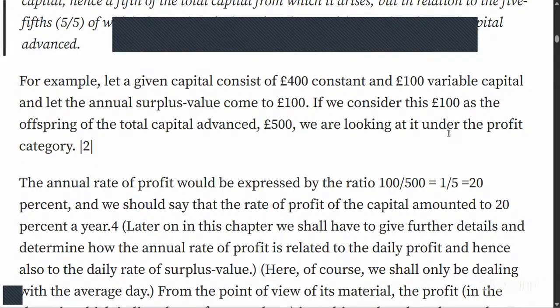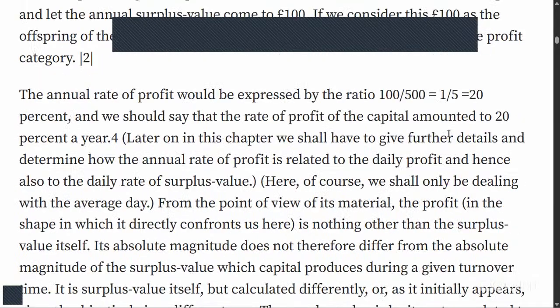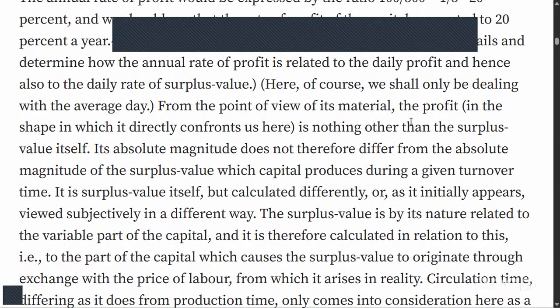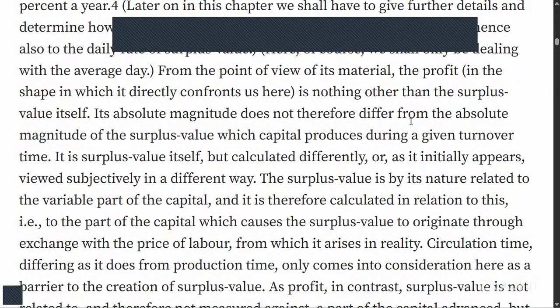From the point of view of its material, the profit in the shape in which it directly confronts us here is nothing other than the surplus value itself. Its absolute magnitude does not, therefore, differ from the absolute magnitude of the surplus value which capital produces during a given turnover time. It is surplus value itself, but calculated differently, or as it initially appears, viewed subjectively in a different way.